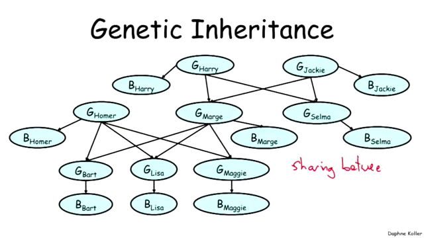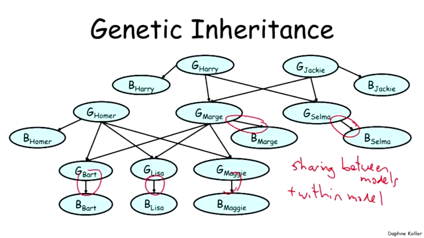But in addition to that, you also have, in this example, a fairly obvious sharing within the model. So for example, this CPD that tells us how Selma's genotype affects Selma's blood type presumably is the same process by which Marge's genotype affects Marge's blood type, and the same for Maggie and Lisa and Bart and Homer and everybody. So we have this tremendous amount of sharing of both dependency models and parameters.